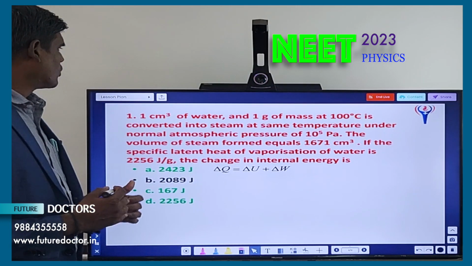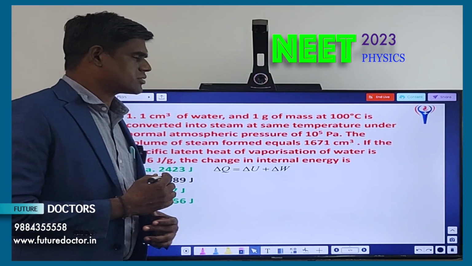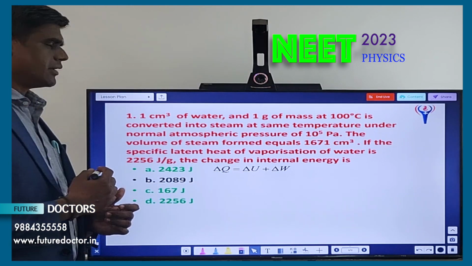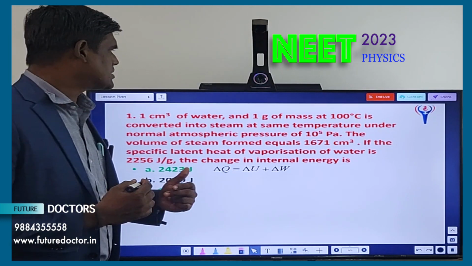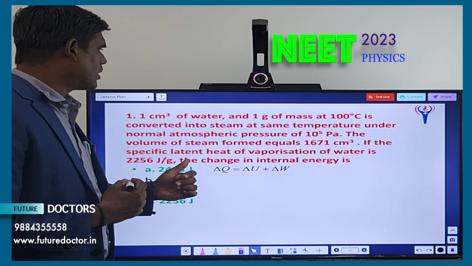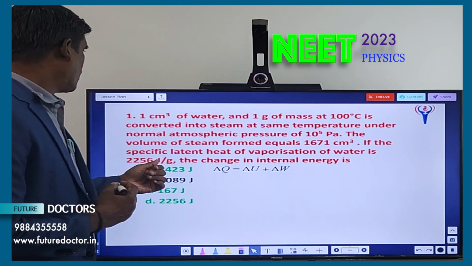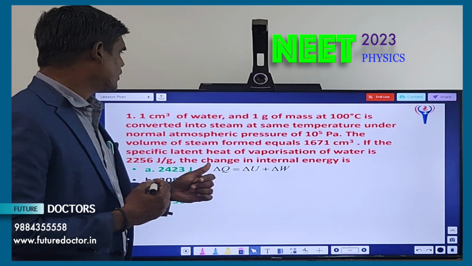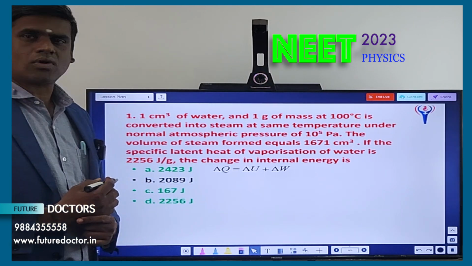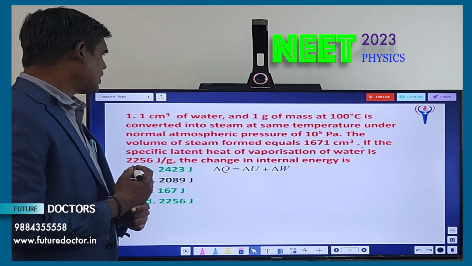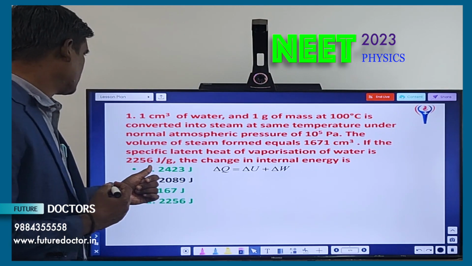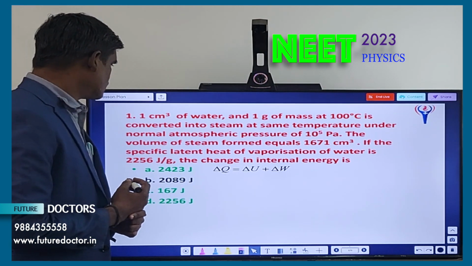1 cm³ of water, 1 gram of mass at 100 degrees Celsius, is converted into steam at the same temperature under normal atmospheric pressure of 10^5 Pascal. The volume of steam formed equals 1671 cm³. The specific latent heat of vaporization of water is 2256 joule per gram.